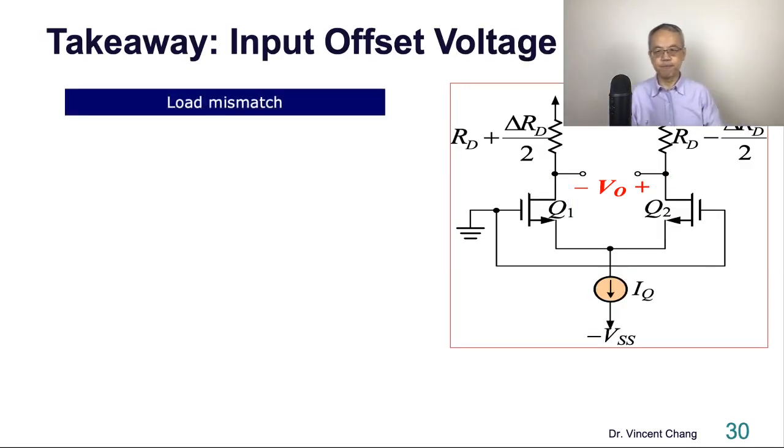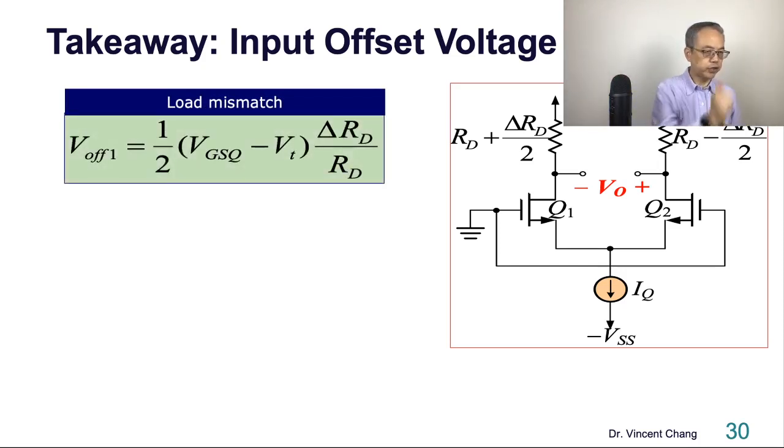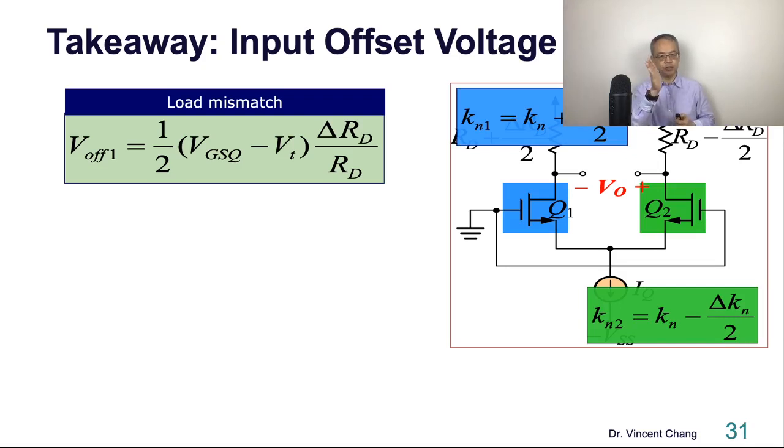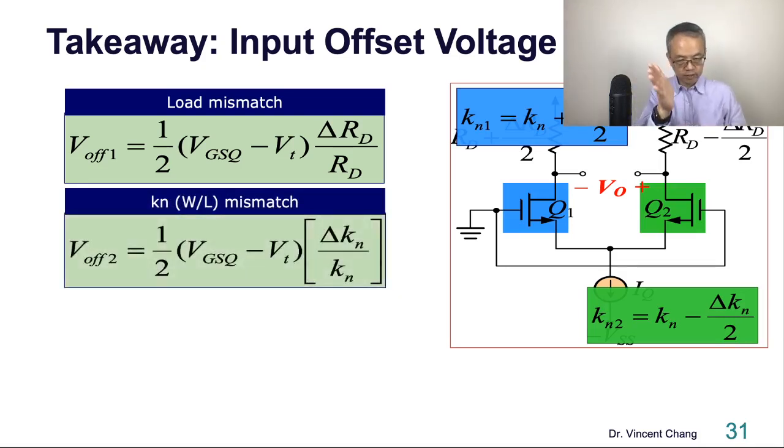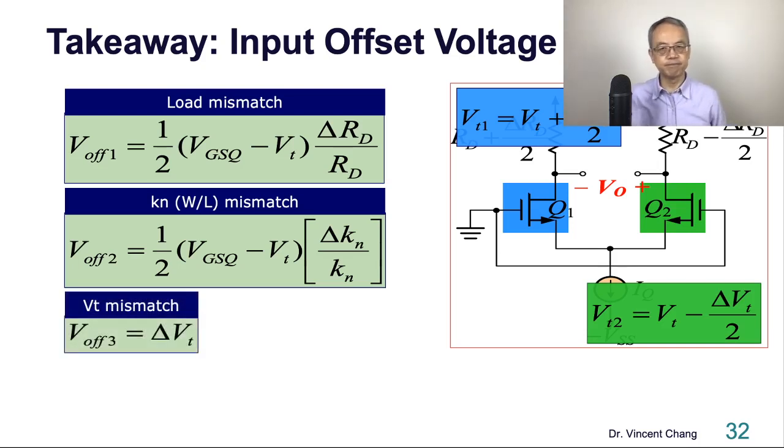Here's the takeaway. Load mismatch: half overdrive, fractional change. Geometry mismatch, K mismatch: half overdrive, fractional change of K. The third one, VT mismatch: delta VT. Very simple. I encourage you to do a little bit of juxtaposition. Just go back to the bipolar input offset voltage, take out the bipolar, and do a juxtaposition, a contrast.